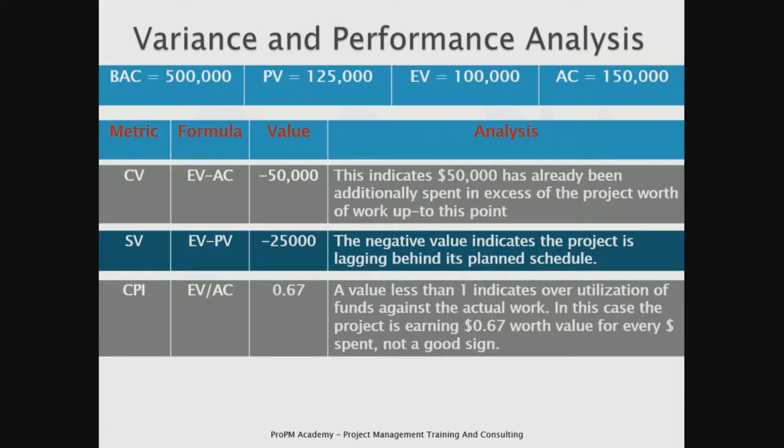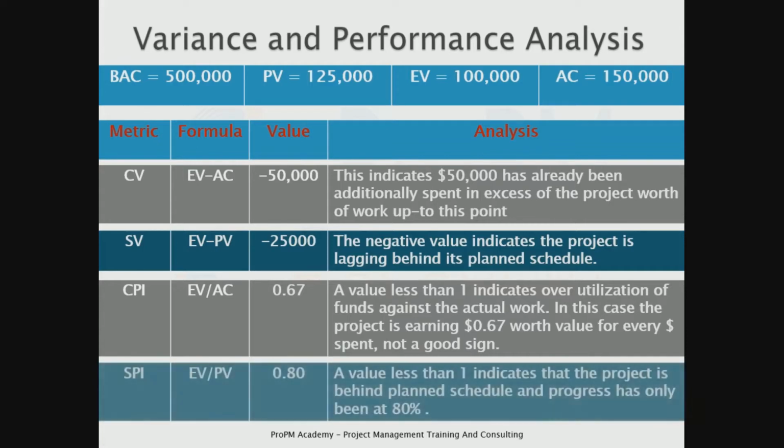That means we have used more funds to actually complete lesser worth of the project work itself. So in this case, the project is earning $0.67 worth of value for every dollar spent. That means for every $1, we are only getting $0.67 of the worth of the project itself. So it's not a good sign.